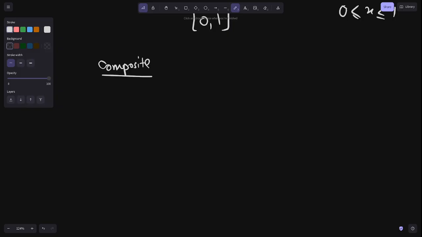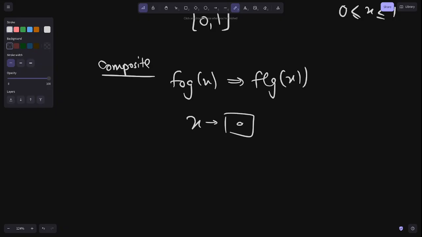What is a composite function? Let's say fog of x. What does this mean? This means f of g of x. Basically, you have x, you have g, you get g of x. Now you input that in f. Now you get fog of x.